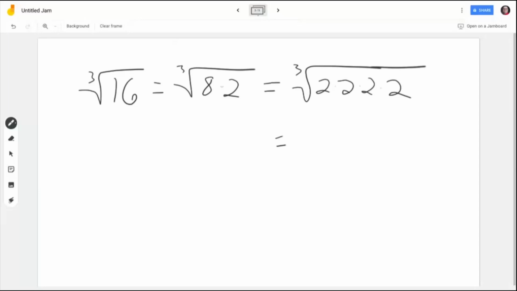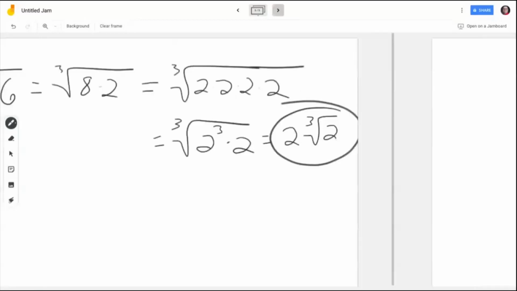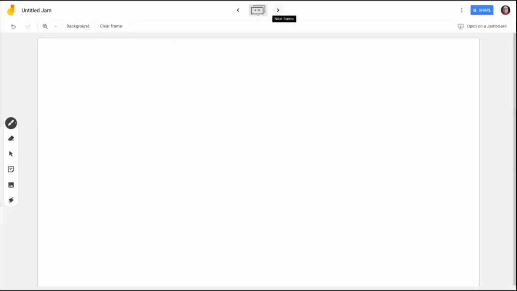But what we end up with is just the cube root of 2 to the third times another 2. So now that we have this exponent matching that degree, that means I can pull a 2 out of that root by evaluating it, and so I end up with 2 cube root of 2. And that's going to be that radical simplified. All right, let's try one with a variable now. Let's say I've got the cube root of negative 16 x to the fourth.